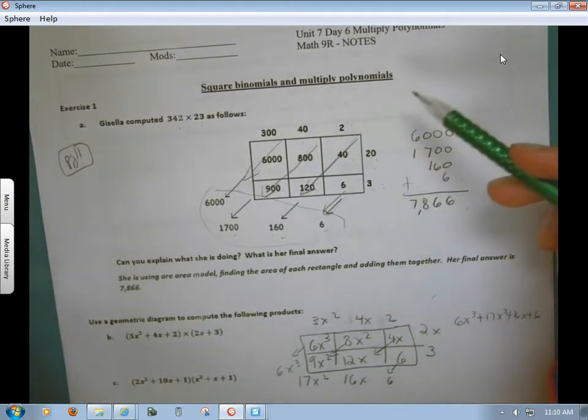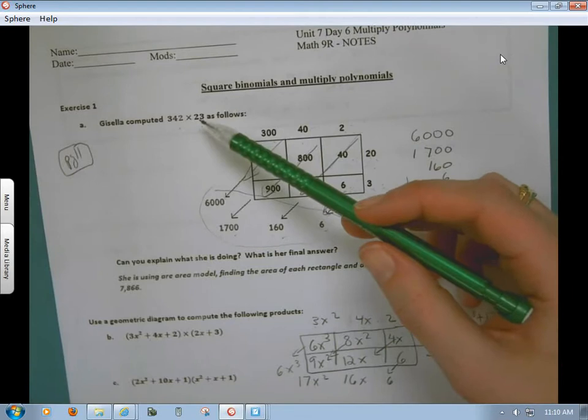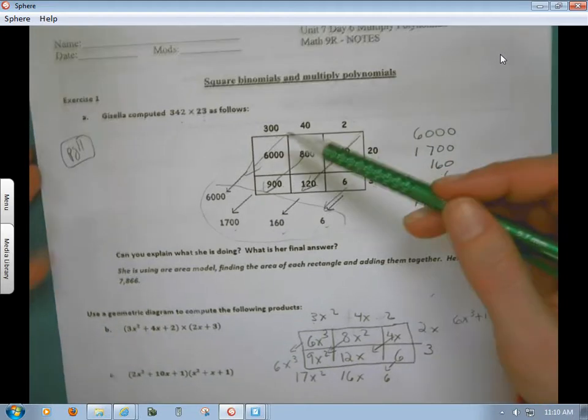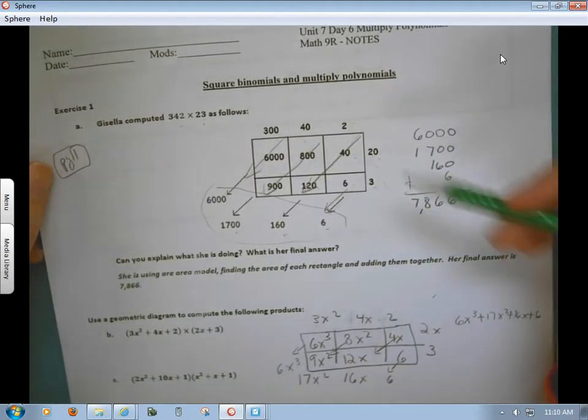So this model just makes it a little bit easier if you're not good at multiplying large numbers, or if you don't know your multiplication facts. It helps you by breaking it into smaller, easier numbers to multiply.